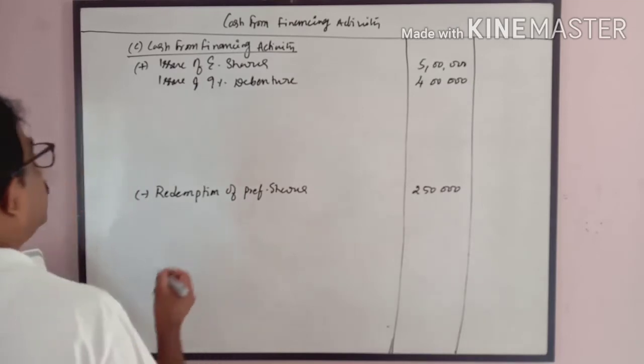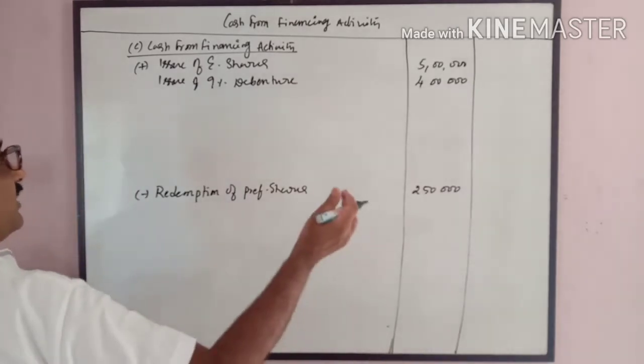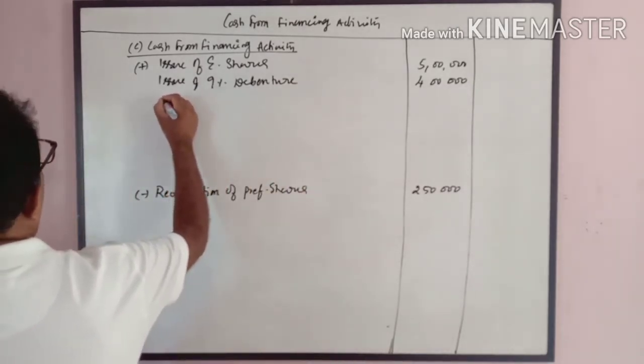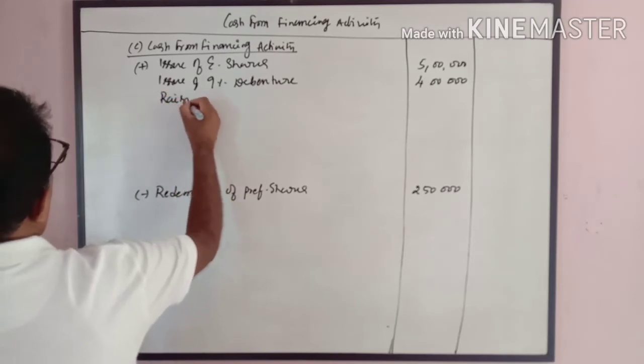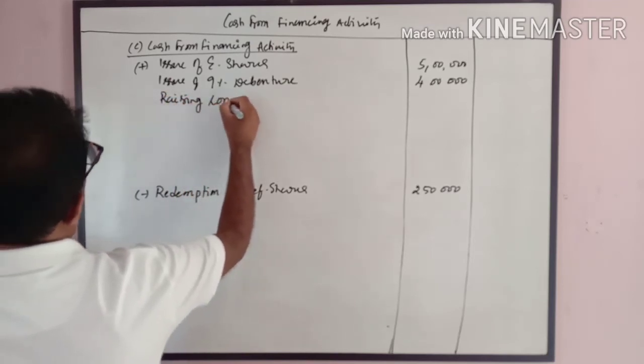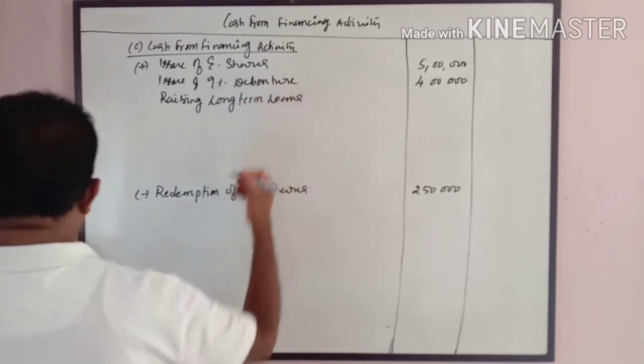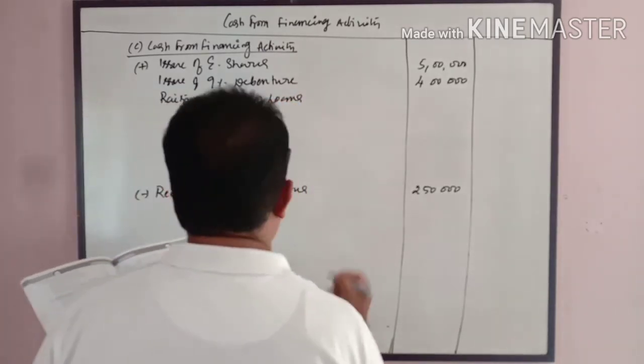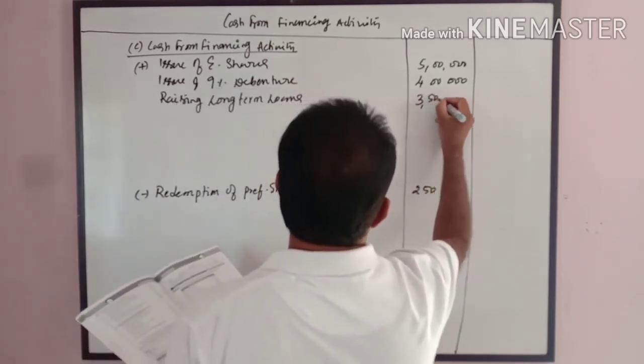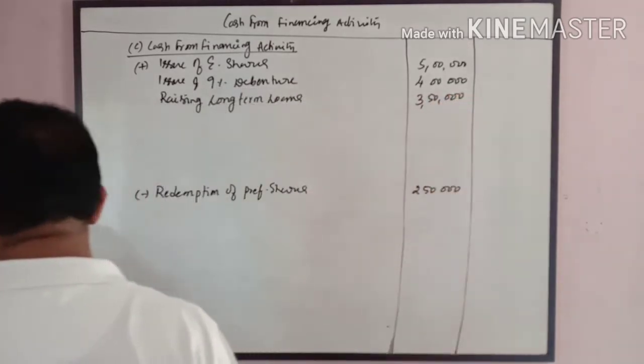Raising long-term loans. When a long-term loan is raised, it is inflow of cash, 3 lakh 50,000.